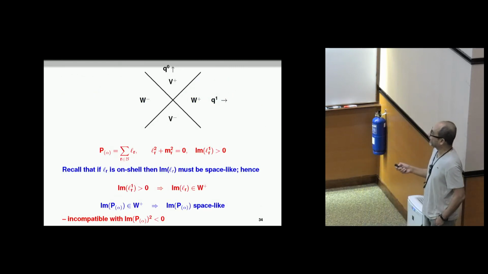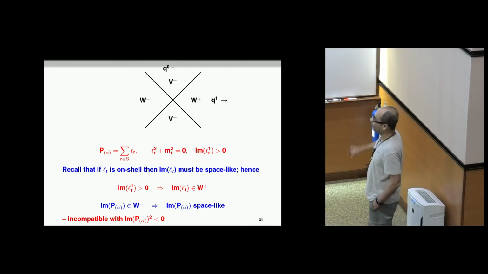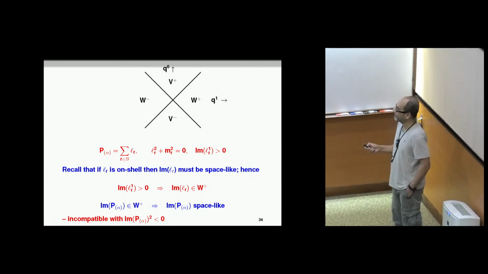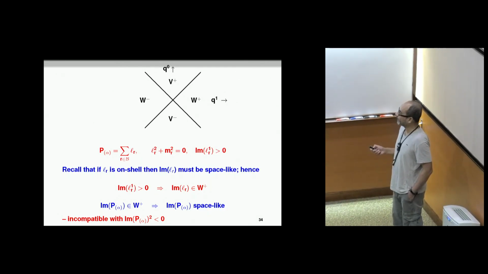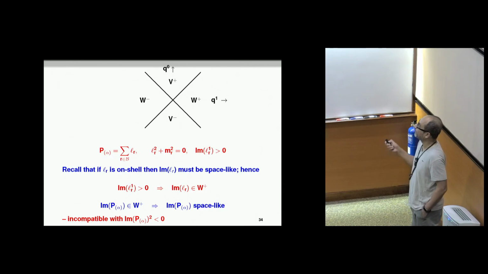So now let's look at these relations. First, this says that l_r is on shell. Now, if you recall the argument that I gave near the beginning of the talk, there of course you are dealing with external momenta, but it's the same argument for internal momenta: if a momentum is on shell, then its imaginary part must be space-like. And if the imaginary part is space-like, then the fact that imaginary l_r^1 is positive, look at this diagram, you think of this as imaginary l^0, imaginary l^1. If imaginary l_r^1 is positive, then imaginary l_r must belong to W plus.